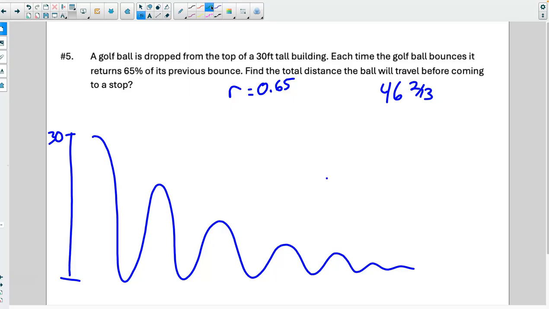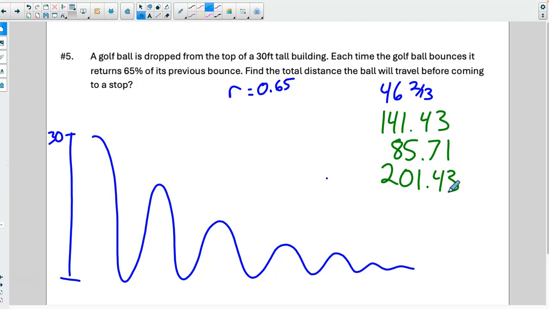201. Any other answers? 85.71. This is more than I thought I was gonna get. So there's no right answer. Now you're just throwing out numbers. All right, let's talk about it quick.